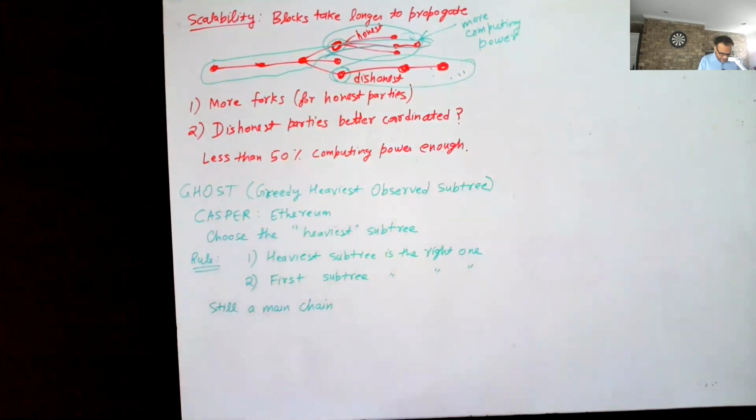Okay, so there's still a main chain, and only the transactions in the main chain remain valid. The transactions in the forks are not counted, even if forks determine which chain is considered to be valid and the longest.